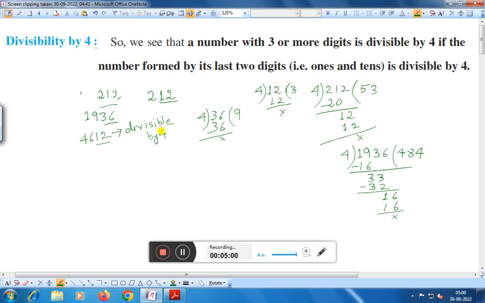Suppose 3516. Here you see the last two digits are 16, and 16 is divisible by 4. Therefore 3516 will also be divisible by 4.